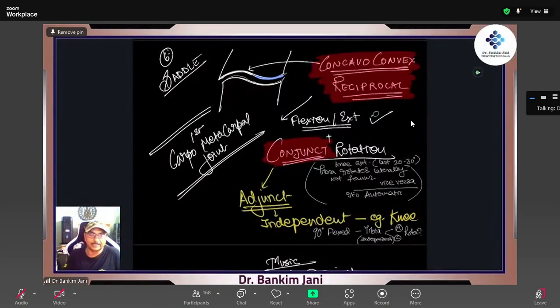This is automatic. We see that, okay, only flexion and extension. No, that is fine. But the tibia is rotating. Tibia is rotating laterally and medially along with the entire leg.